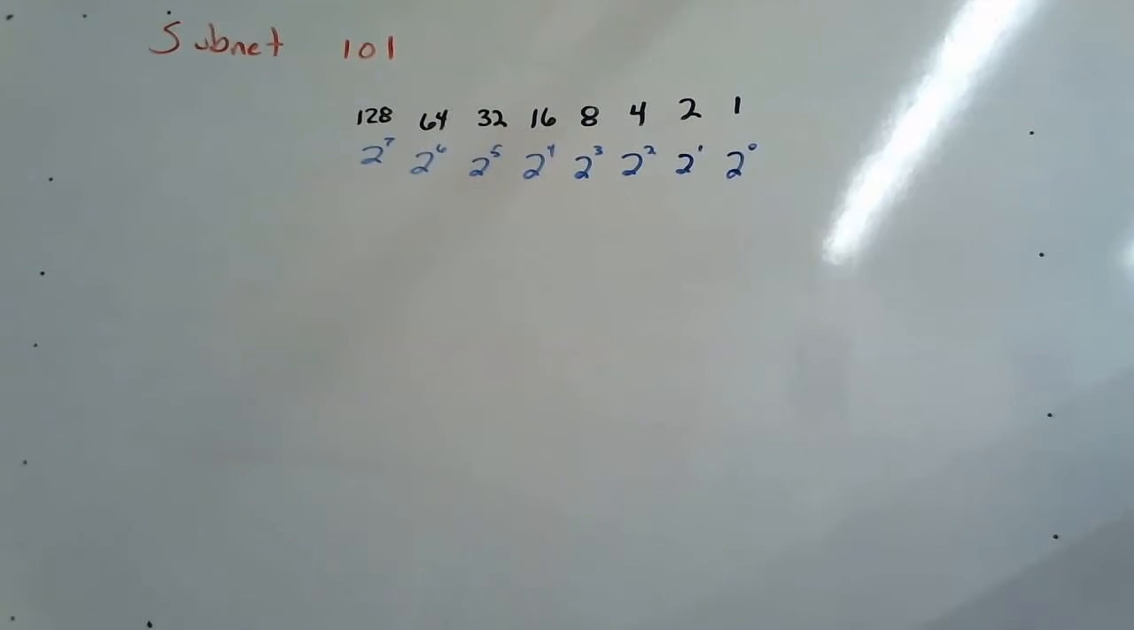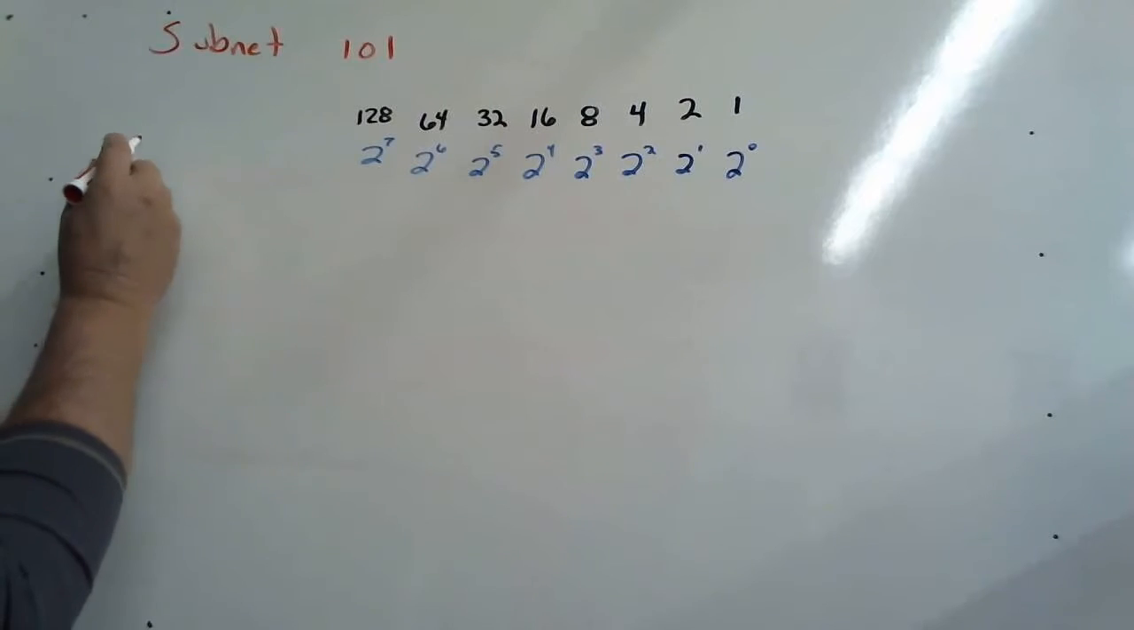Alrighty, welcome back. Hopefully you've done those problems and didn't have any issues. Now we're going to look at, let's take a decimal number and convert it into a binary number. So I'm going to start off with a number, let's say, how about the number 63?